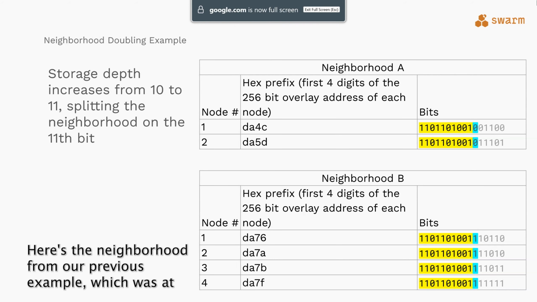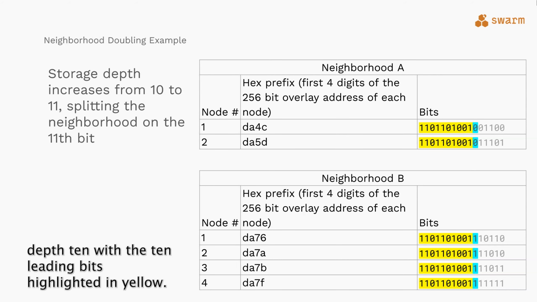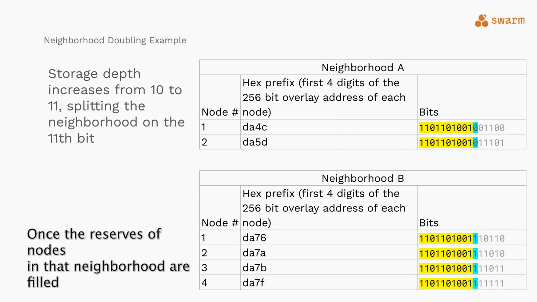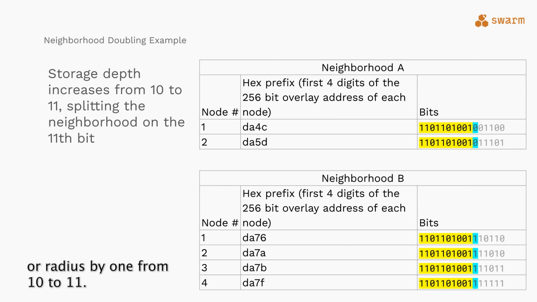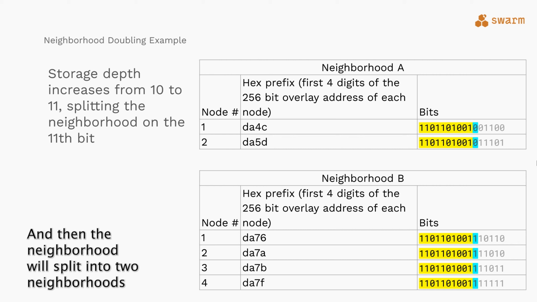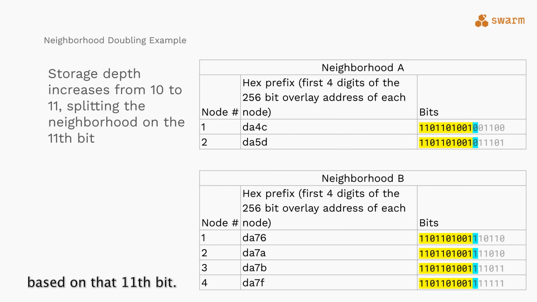Here's the neighborhood from our previous example, which was at depth 10, with the 10 leading bits highlighted in yellow. Once the reserves of nodes in that neighborhood are filled with chunks past a certain threshold, they will increase their storage depth or radius by 1 from 10 to 11. And we've highlighted the 11th bit here in blue. And then the neighborhood will split into two neighborhoods based on that 11th bit.